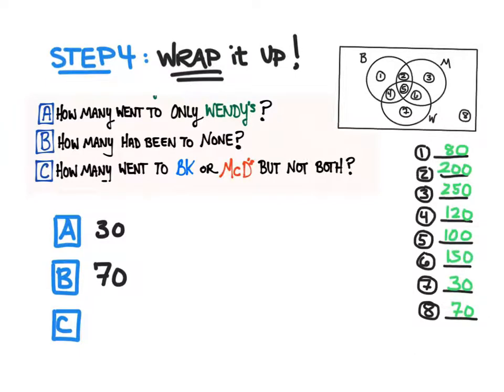And finally, how many went to BK or McDonald's, but not both? Let's look up at the Venn diagram. We want people who had been to BK and McDonald's. So I have 1, 2, 3, 4, 5, and 6. But I don't want to include the ones that went to both, and that's 2 and 5. So really I have 1, 4, 3, and 6. And I'm going to add up 1, 4, 3, and 6. So 80, 120, that's 200, 450, and 6. So I'll get 600. So 600 people had been to BK or McDonald's, but not both.